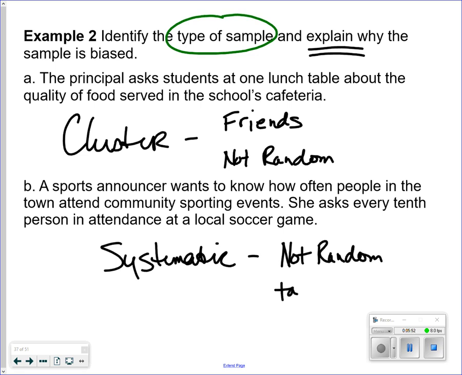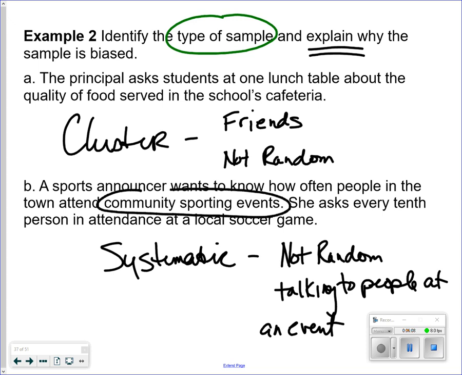And you're talking to people at an event. So again, that is why this would be considered bias, because you want to talk about people in the community going to sporting events and you're talking to people already at the sporting events.